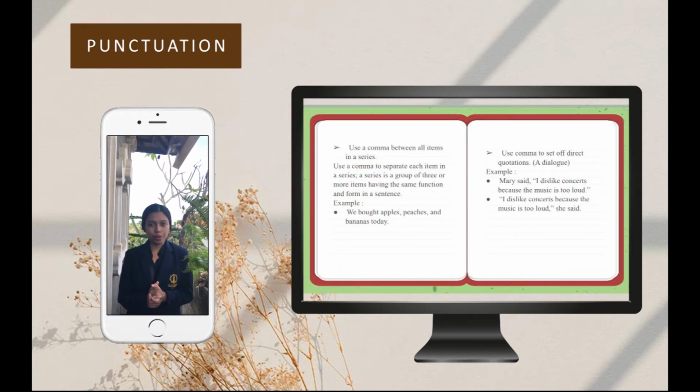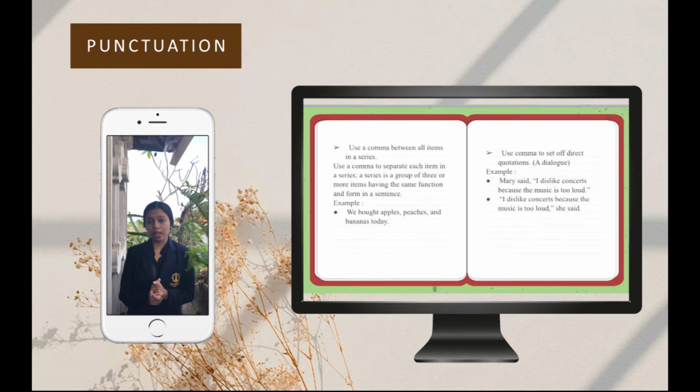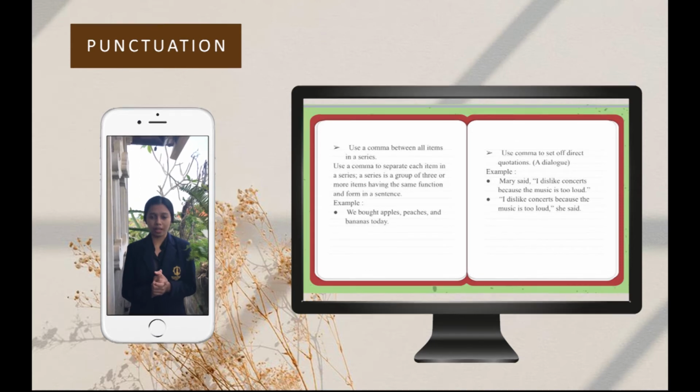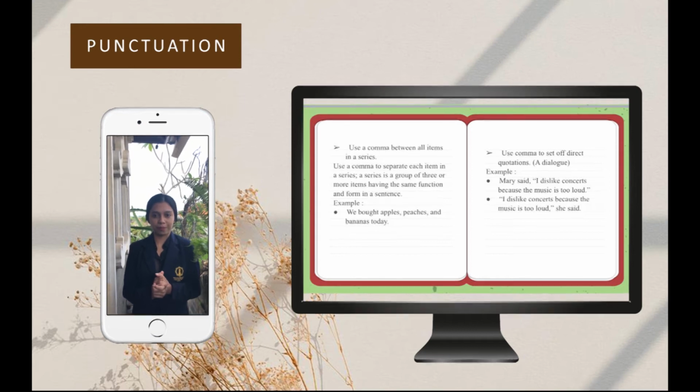And number 2, use a comma between all items in a series. Use a comma to separate each item in a series. A series is a group of 3 or more items having the same function and form in a sentence. For example, we bought apples, peaches, and bananas today.